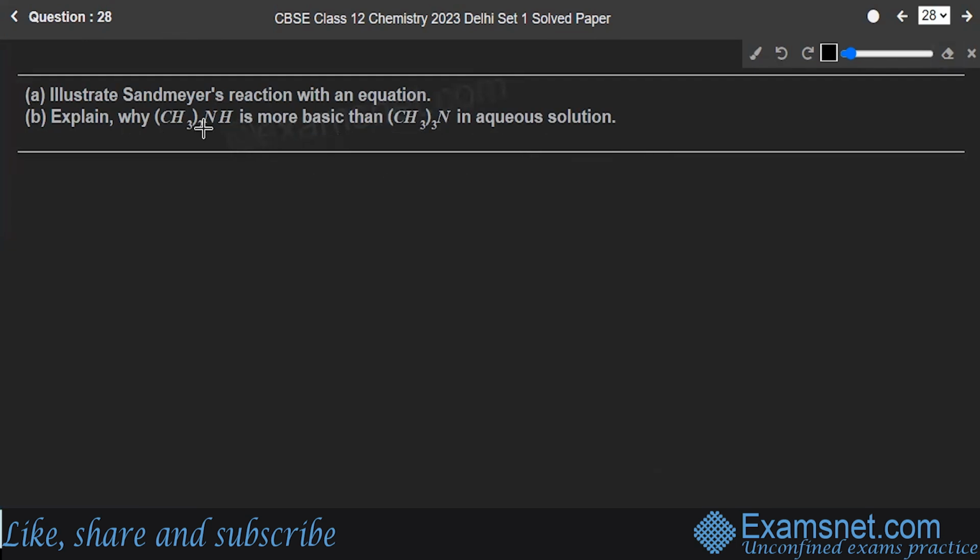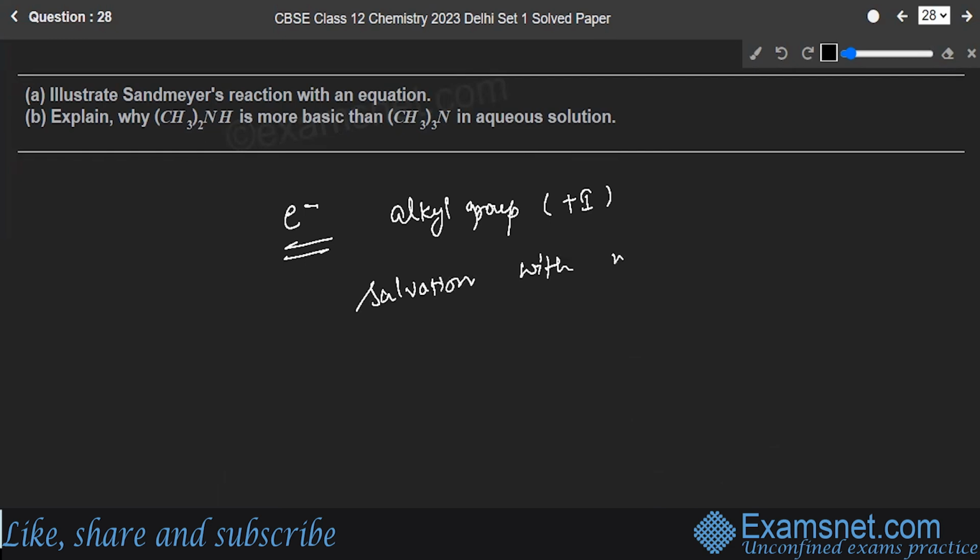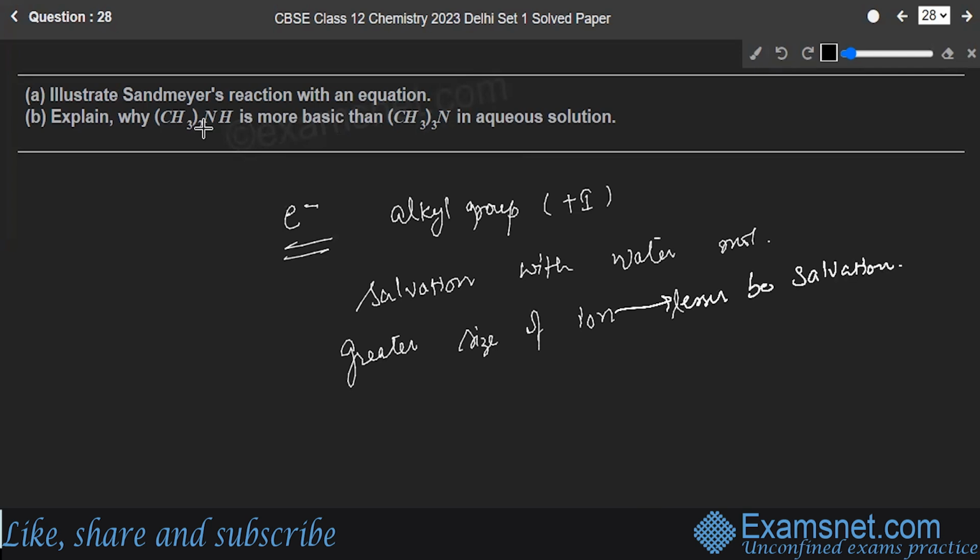See, in the aqueous solution, the substituted ammonium cation gets stabilized not only by the electron releasing effect of the alkyl group, but also by the solvation with water molecules. The greater the size of the ion, the lesser will be the solvation, and the less stabilized will be the ion.